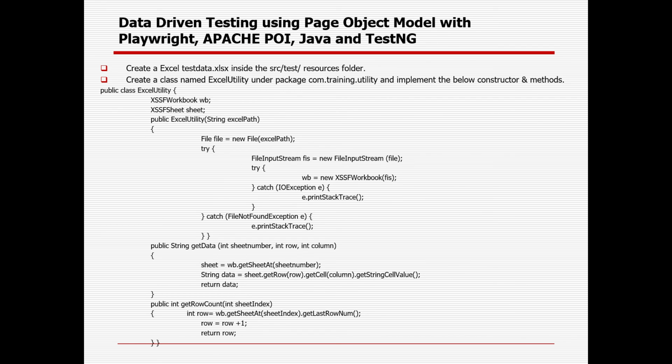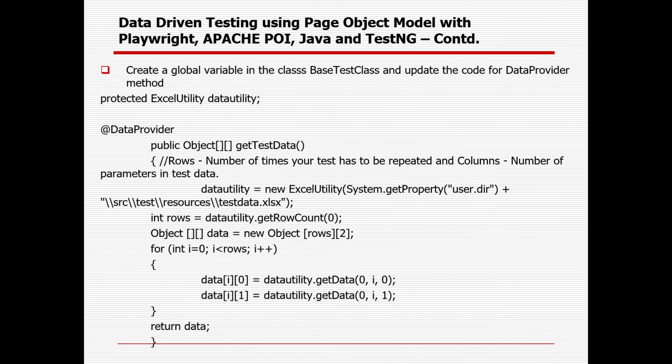You can create a constructor and two other methods to read the data or get the cell value, and one method to find out how many rows of data are available, so that we can iterate all the rows. After that you create a global variable in the base test class for the Excel utility class, and in the data provider methods, right, you can change it, you can give the project path. You can get how many rows of data are actually available. You can assign the data from that sheet for every row value and the column number. And that is the way.